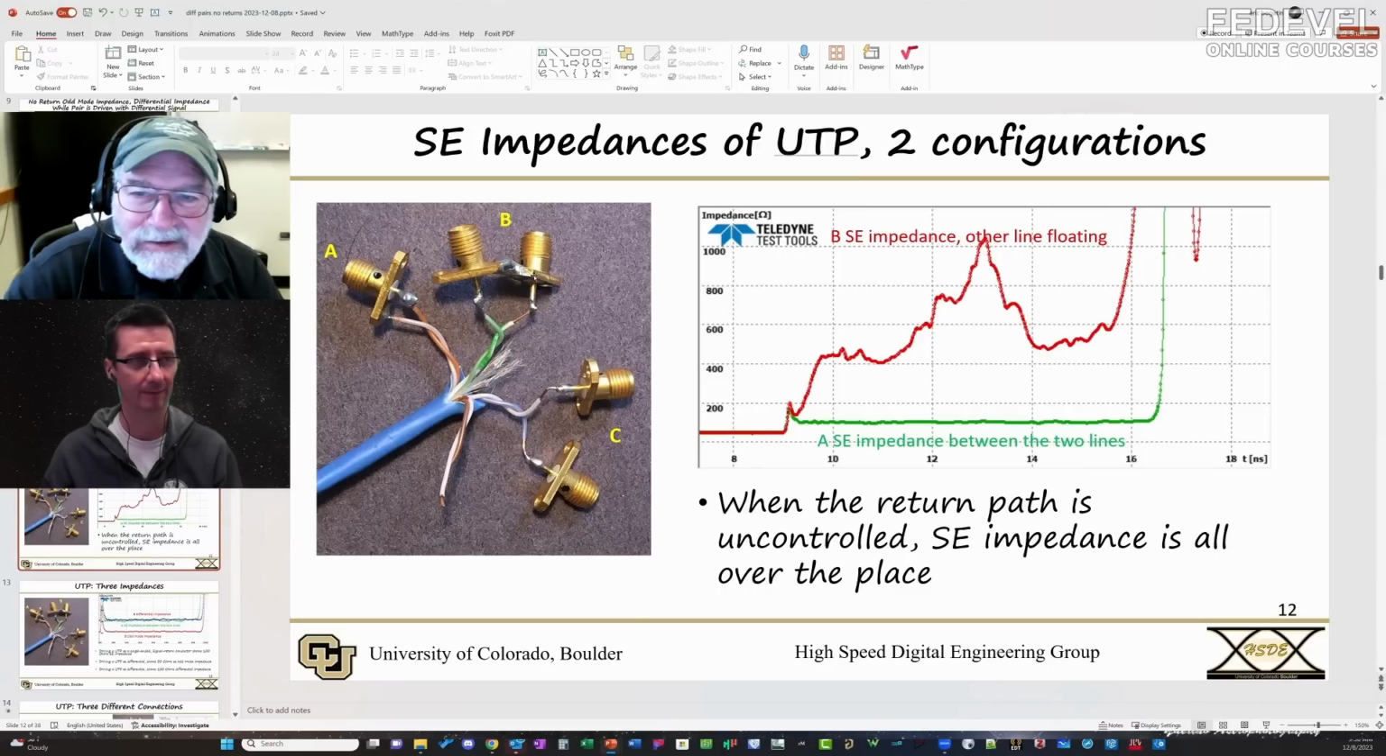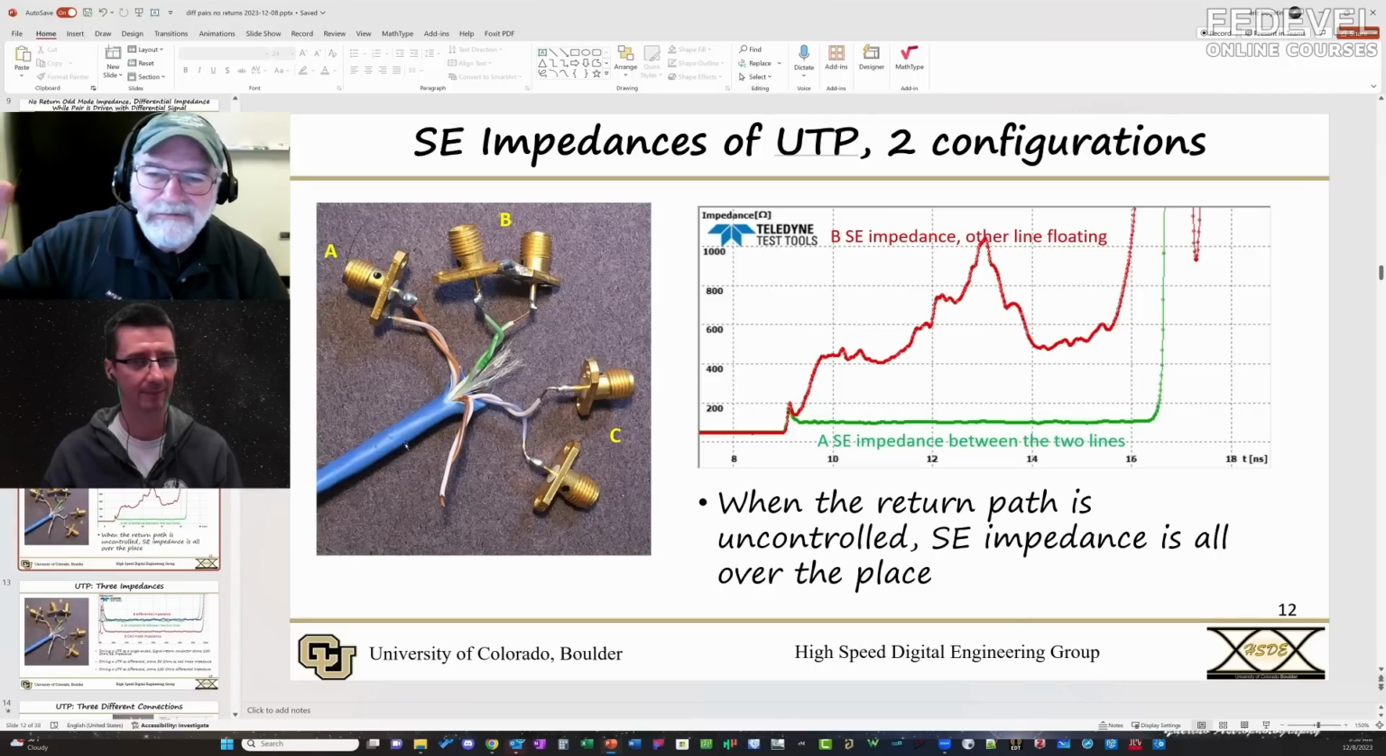There's a little bit of coupling back here, but most of this line and the two of these, they're going to couple, I don't know, to the floor. They're going to couple to any metal nearby. They're going to go all over the place.